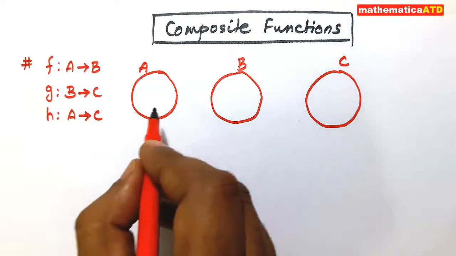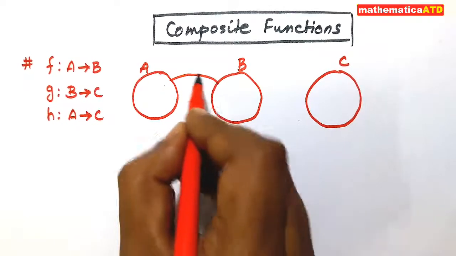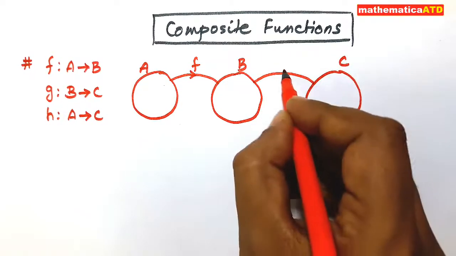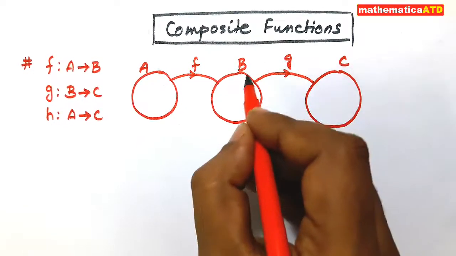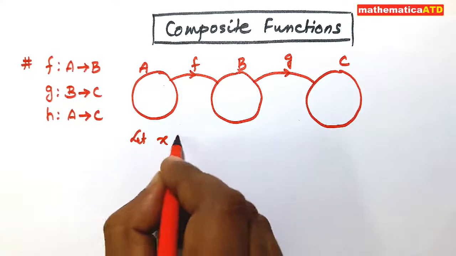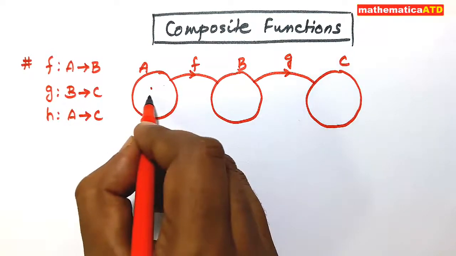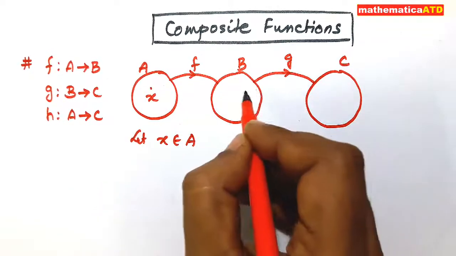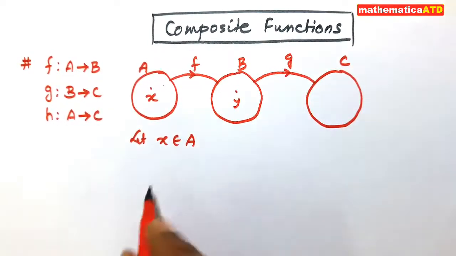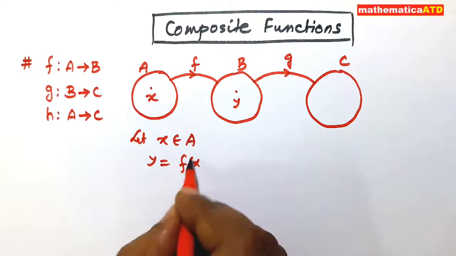Let us consider that f is the function from A to B. This is f and this one is g, g such that B to C. Let us consider that x is an element of the set A. So for this element x there is an image in B. Consider that this is y. So we can write y is equal to f of x.